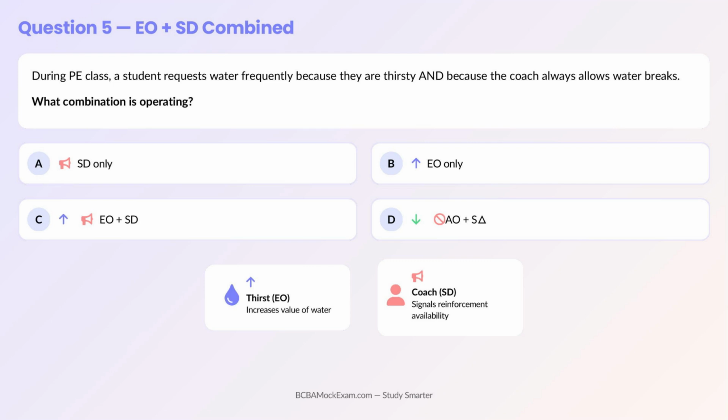Question 5. During PE class, a student requests water frequently because they are thirsty and because the coach always allows water breaks. What combination is operating? A. SD only, B. EO only, C. EO plus SD, D. AO plus S delta. The question examines whether both value and availability are at play.